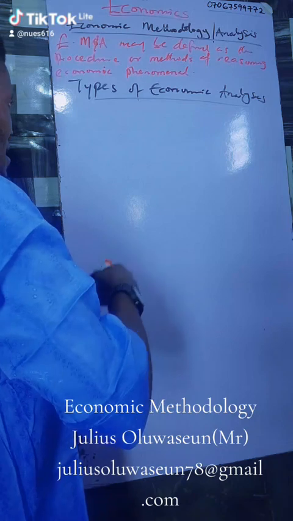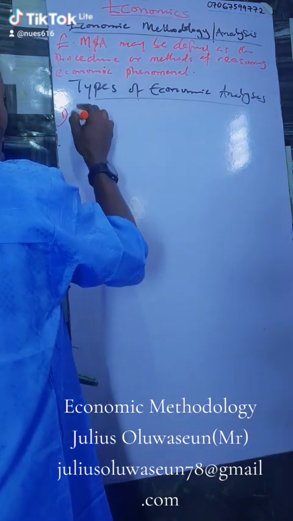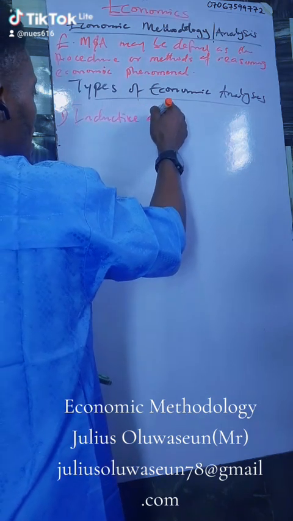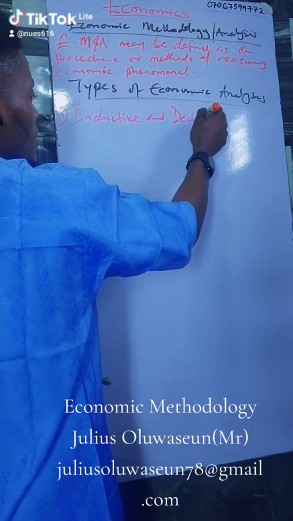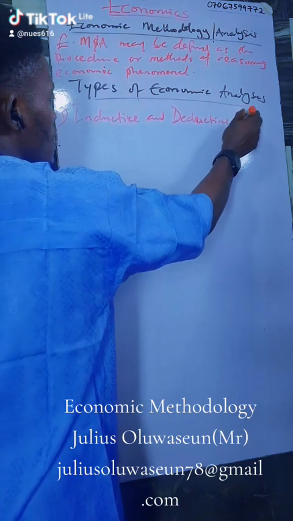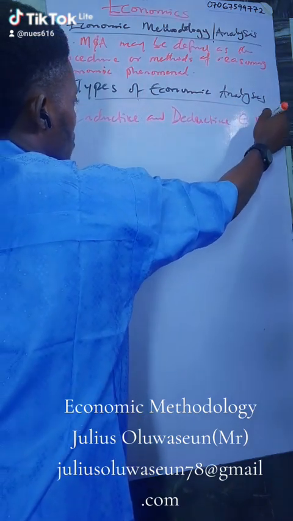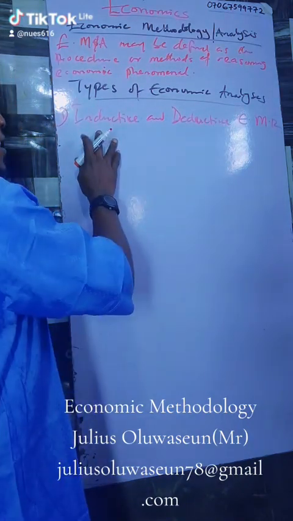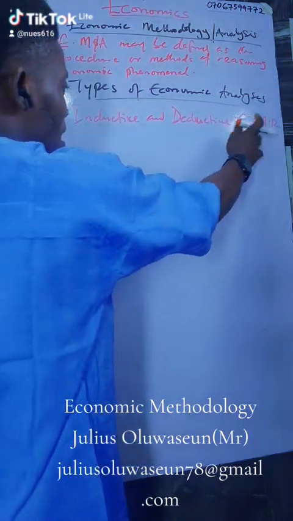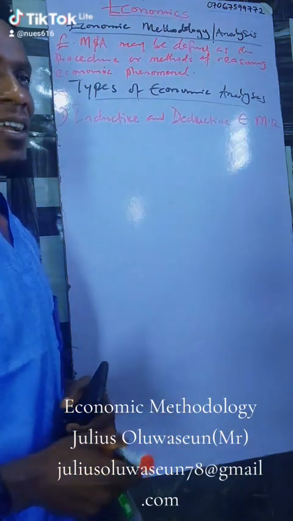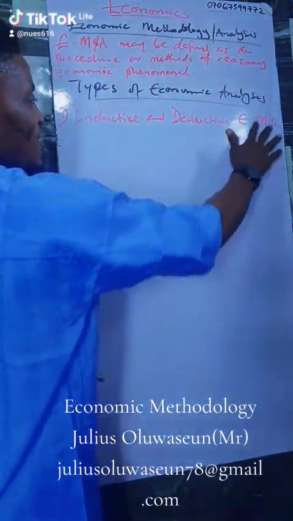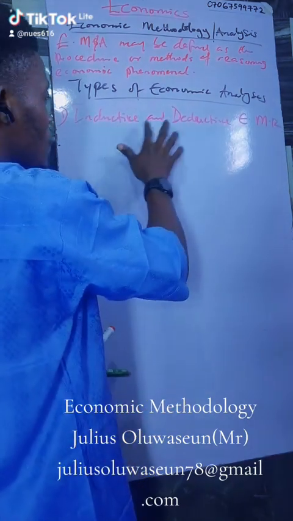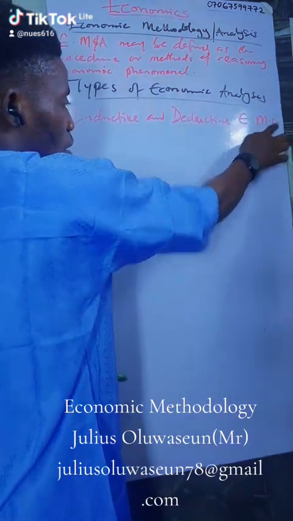Number one is inductive and deductive economic method of reasoning. Is that taken? That is number one. Number one is inductive and deductive economic method of reasoning. Is that taken? So please permit me, the way I'm shortening my words is because of the space on the board, right? So we have inductive and deductive economic method of reasoning.